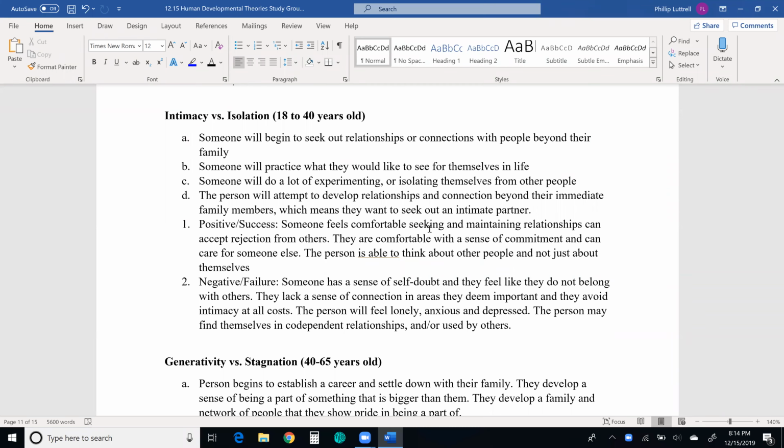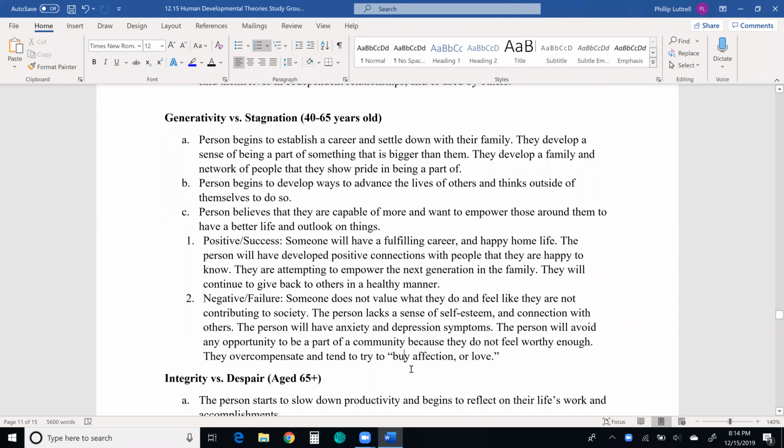The person may find themselves in codependent relationships and or being used by other people because they don't know their worth and what a positive relationship will look like. They just want people to be around them in some way, shape, or form.